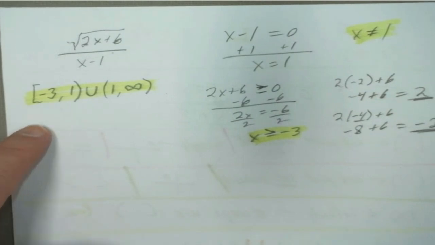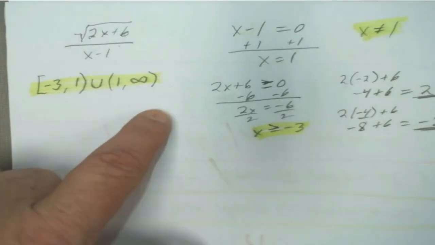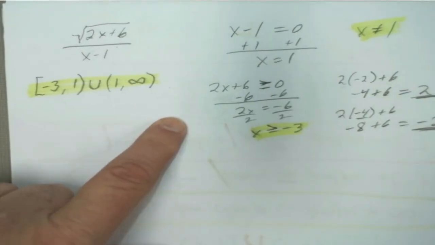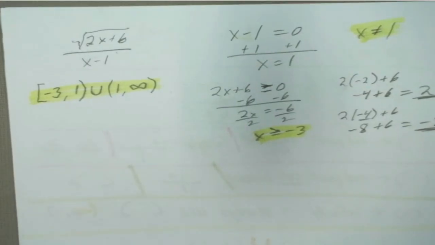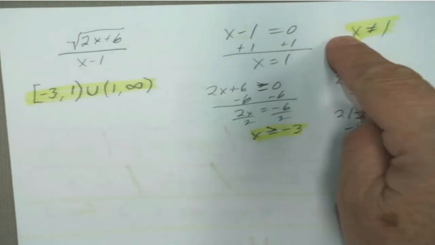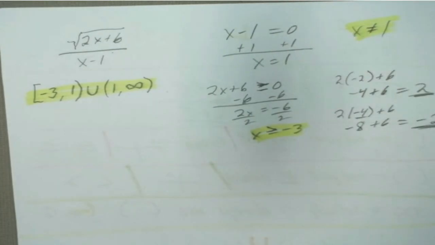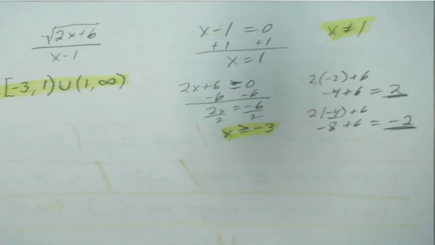We could have put all real numbers greater than -3 except x cannot equal 1, but that's a lot of writing when we can just put it in interval notation. But it's okay to write it the other way. All real numbers greater than or equal to -3 except x cannot equal 1. All right, do you see how we got that? Do you see how we used those rules?